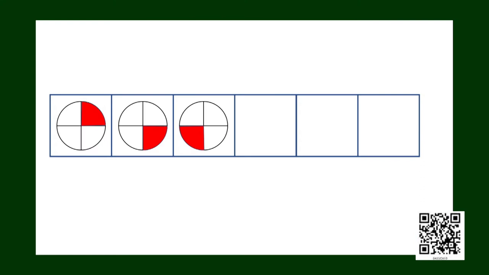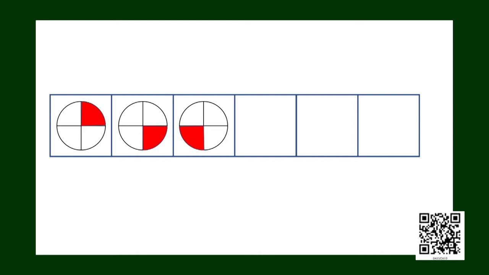Yes. The red color is moving. You observe the first circle. The red color is in the top right portion. Then the second one, it comes down. The third one, it is on the left side. What will be the fourth one? Can you identify some pattern in this? Yes, it is rotating just like the needles of the clock.